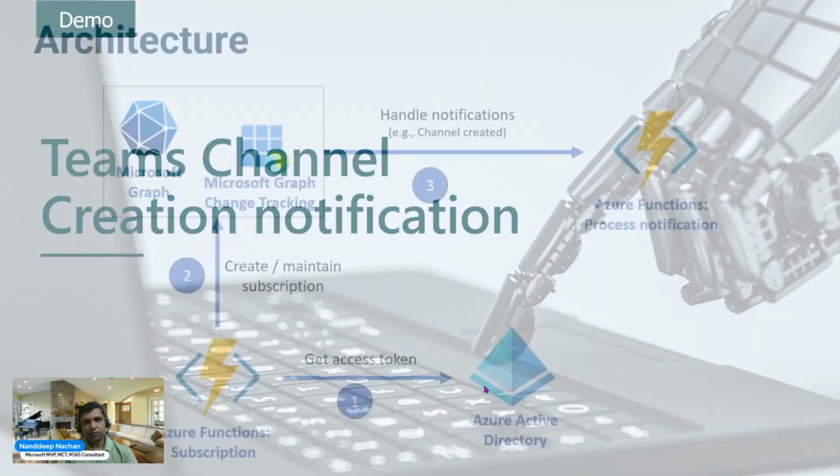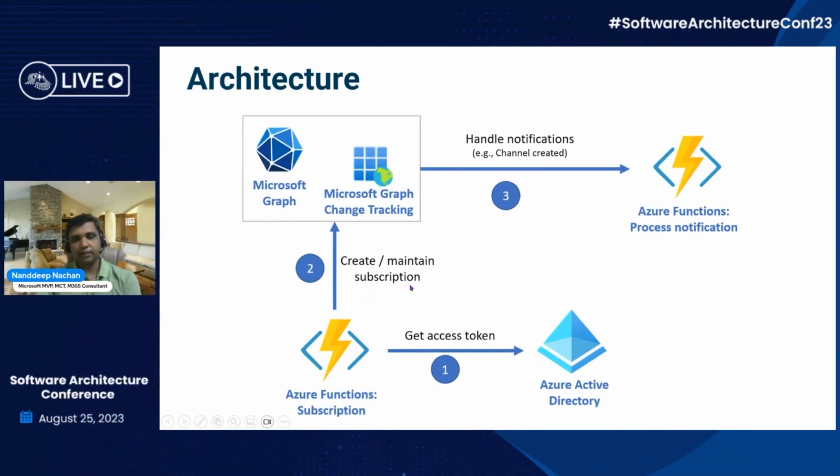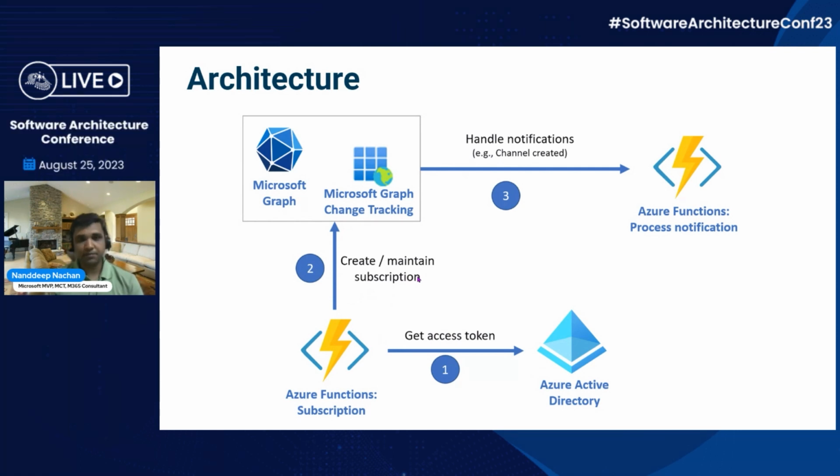Okay, so let us go back to this architecture diagram again, now that we have got this subscription. But as I said, this subscription will be valid for 60 minutes. You need to maintain that subscription by updating it for the next 60 minutes. Once you have the subscription, whenever there is a change in the resource, for example, whenever a channel gets created in your tenancy, it is going to notify you.